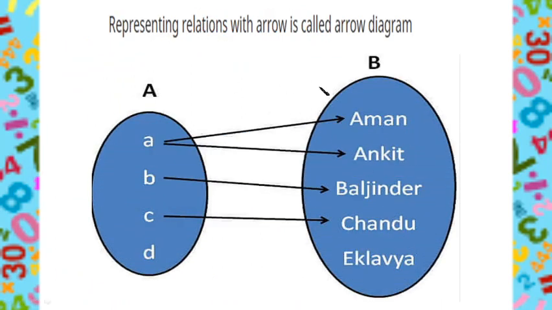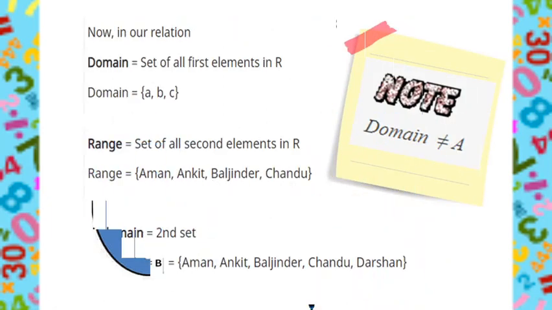Now if you want to represent it with an arrow diagram, we'll take set A, set B, and write all the elements of set A here, all the elements of set B here. Now we have to make the arrows between the two elements which are related. So here a is related to Aman, a is related to Ankita also. Same way b is also related, c is also related, but d is not related to any name. And same way this name is also not related to any alphabet. So we'll leave it as it is.